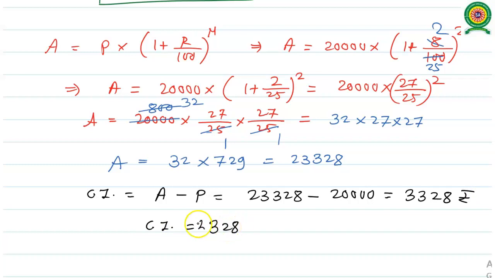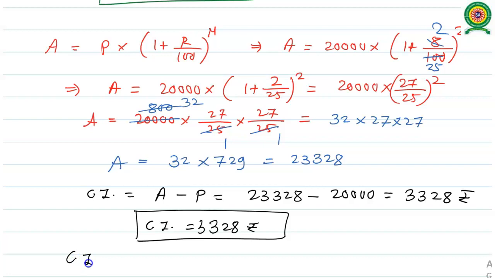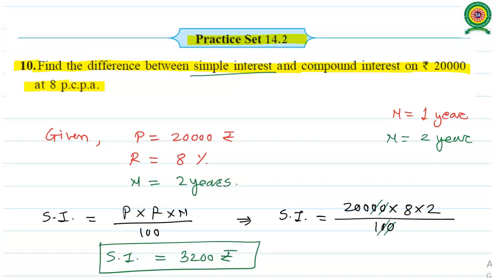Now we have to evaluate the difference between CI and SI, that means the compound interest and the simple interest. Compound interest is 3,328. Simple interest is 3,200. And the difference we get is 128 rupees. So hence, all these questions belong to our practice set 14.2.